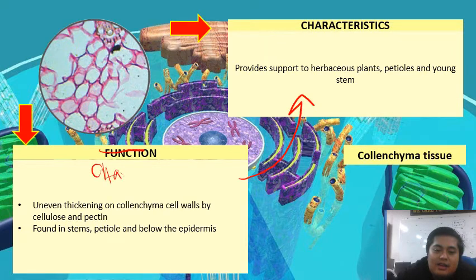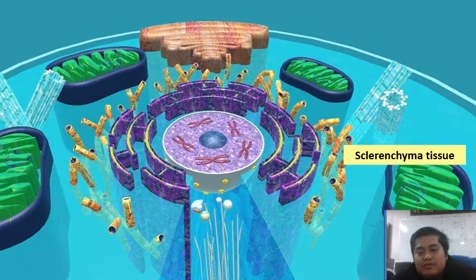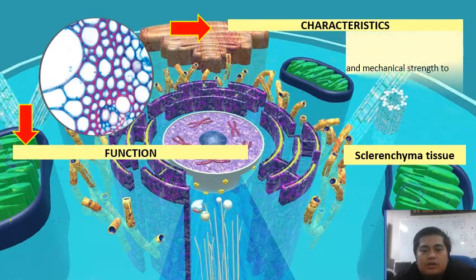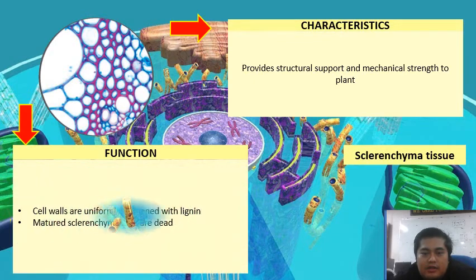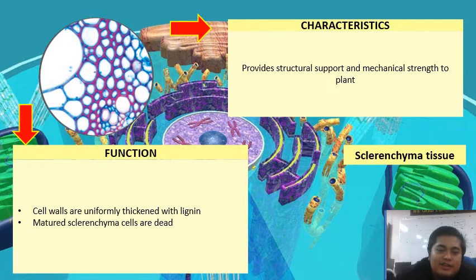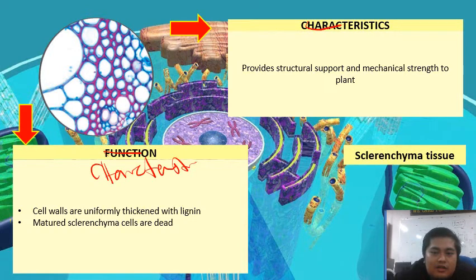Karakteristik. And this is the function. So next we have our sclerenchyma tissue. So sclerenchyma give structural support and mechanical strength to the plant. Sama juga, terbalik lagi sekali. So ini adalah dia punya karakteristik. And ni adalah dia punya function. So dia punya karakteristik tadi adalah dia ada cell wall that are uniformly thickened with lignin and they have matured sclerenchyma cells that are dead, yang dah mati.